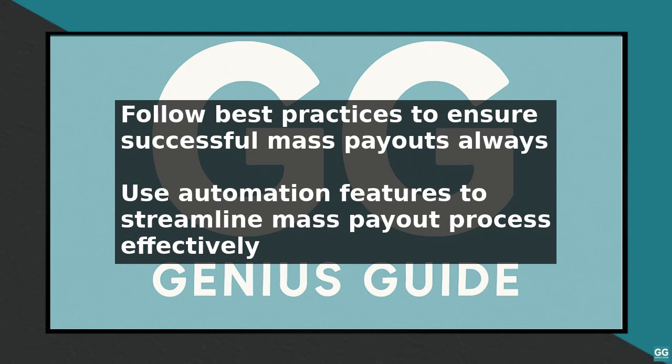By verifying recipient details, setting up mass payout batches correctly, reviewing and approving payouts, and following best practices, you can minimize errors and discrepancies and ensure that your mass payouts are processed efficiently and effectively. By using Revolut's features and following these guidelines, you can streamline your payout process and focus on growing your business.